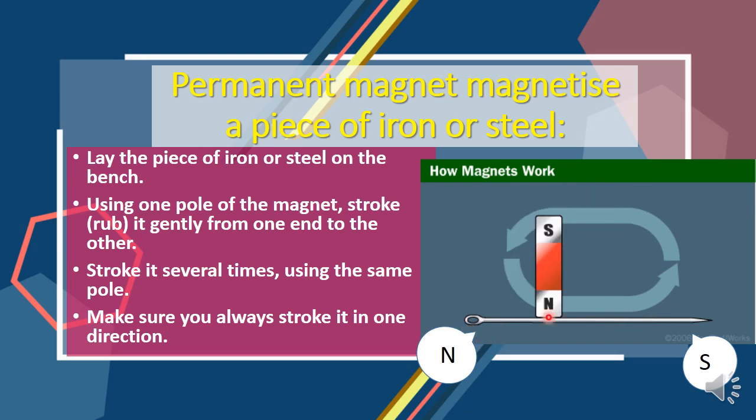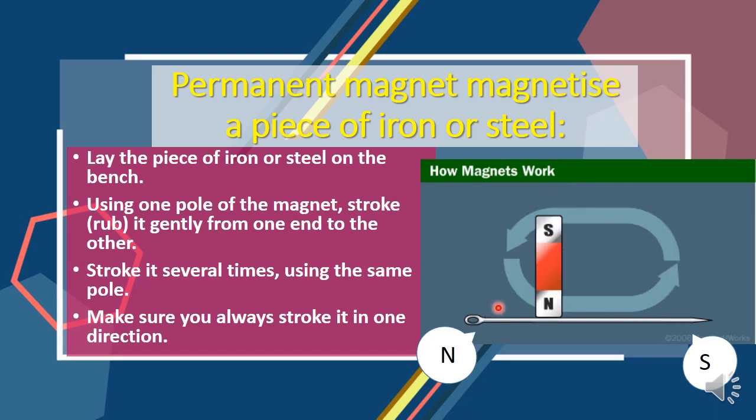And this is like an iron or steel needle. So we are going to make it a magnet. We call that magnetize. Magnetize the iron or steel. So we have to stroke it several times or rub it several times using the same pole. Make sure you always stroke it in one direction. If you did it in both directions, you will lose the magnetizing. So you have to rub in only one direction, like here from left to right.